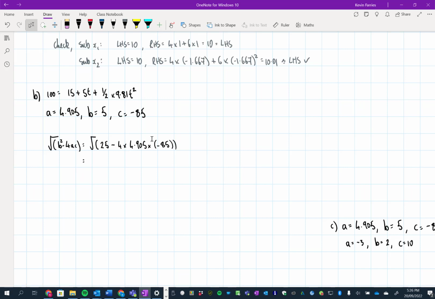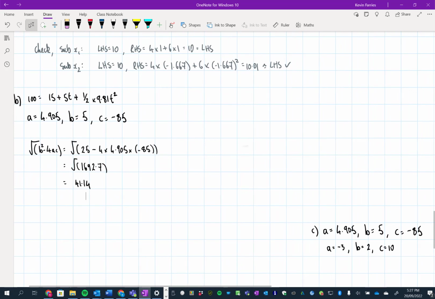But if you put it into your calculator carefully, you should still get the right answer. So it's 25 plus 4 times 4.905 times 85. So it's the square root of 1692.7, which is equal to 41.14.